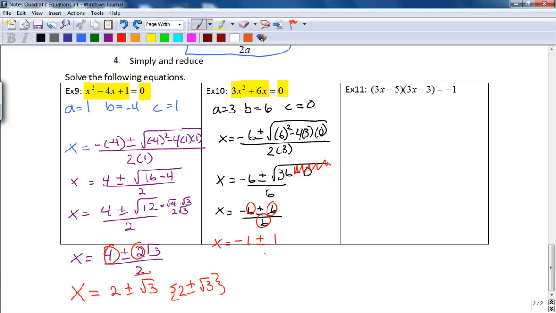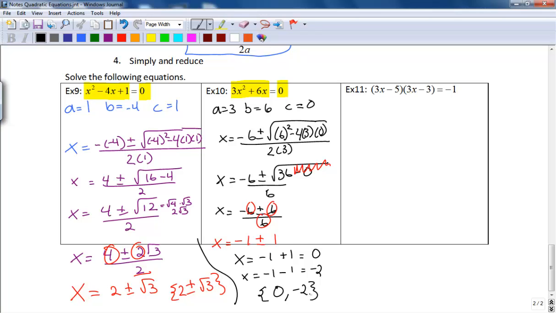So we have to split this up into 2 equations and solve both. The first one is going to be x is equal to negative 1 plus 1. The second one's going to be x is equal to negative 1 minus 1. So negative 1 plus 1, negative 1 minus 1. And if I work this out, negative 1 plus 1 is 0. Negative 1 minus 1 is negative 2. So those are my 2 answers, and my solution set is 0, negative 2.